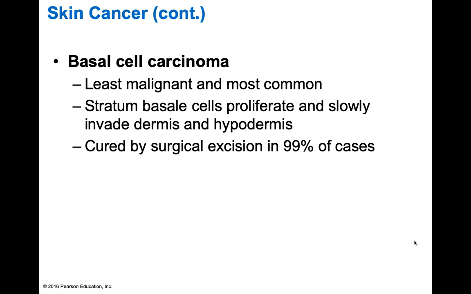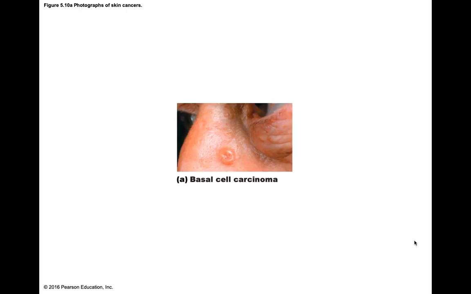A basal cell carcinoma is the least malignant and most common type of skin tumor. Stratum basale cells proliferate and slowly invade the dermis and hypodermis, which means it's going to be a mass that's extending deep into the skin. It's cured by surgical excision about 99% of the time. Here's an example of what a basal cell carcinoma could look like.